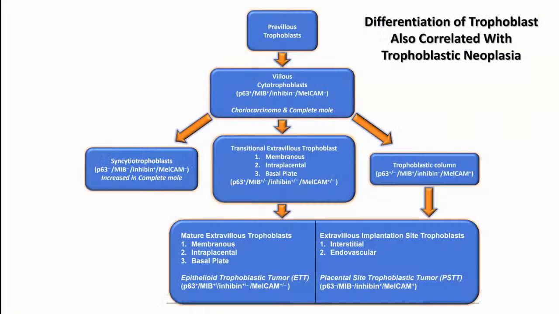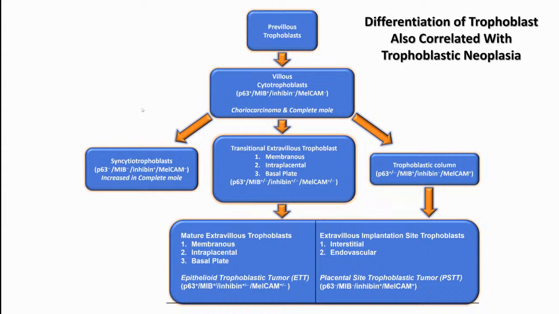Okay, one way to think about these trophoblastic proliferations is to think about them in terms of the differentiation of trophoblasts and how that correlates with the neoplastic counterparts. So trophoblasts start off, as in the heme path world, with a differentiation pathway. They start off as pre-villous trophoblasts, which first differentiate into villous cytotrophoblasts. And then those differentiate into a transitional type of extravillous trophoblast, some in the columns, some on the surface of the trophoblast, the syncytial trophoblast. And those in the column then develop into the trophoblastic columns that anchor the placenta and develop into extravillous trophoblasts, either in the implantation site or in the placental membranes.